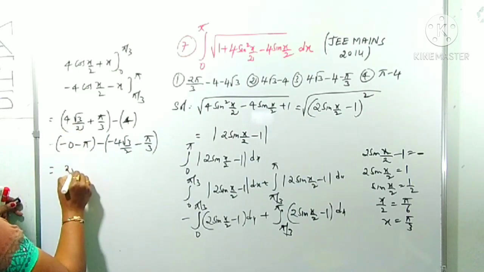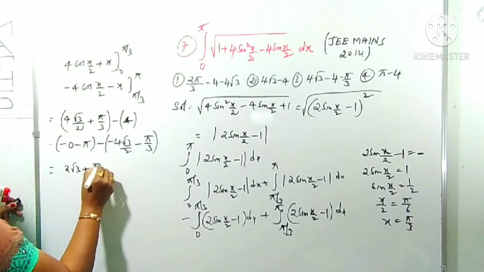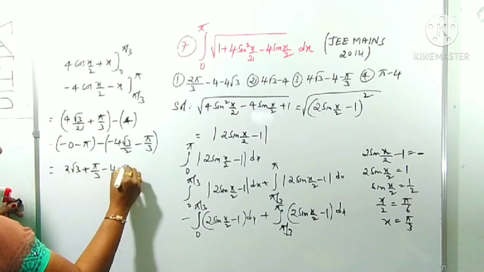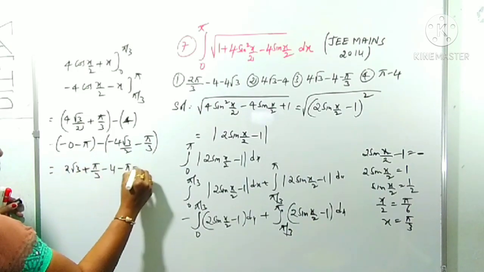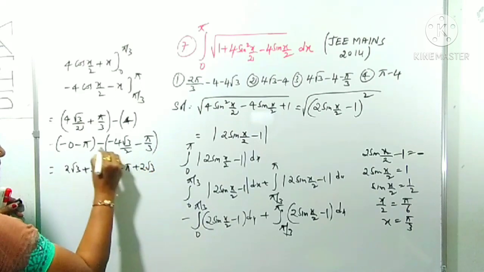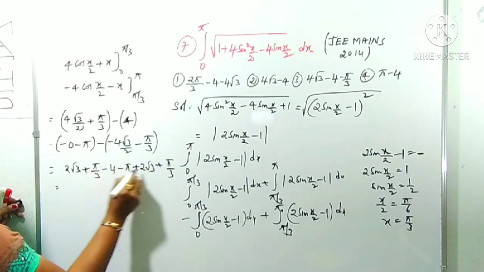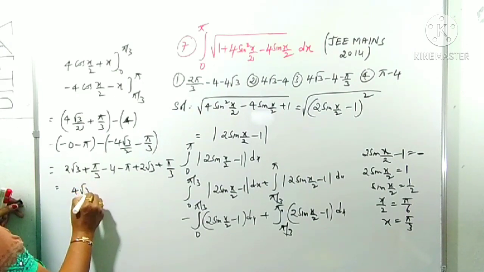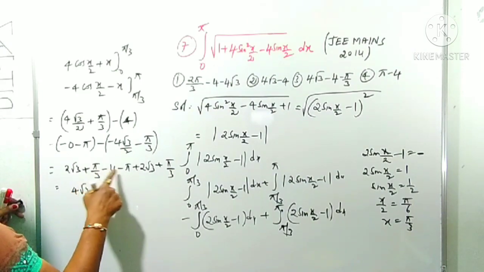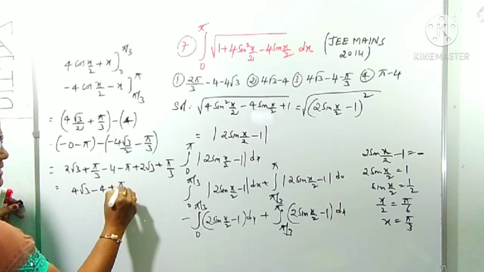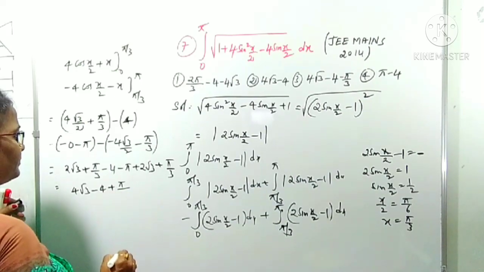2 to cancel, 2 root 3 with the minus plus pi by 3 minus 4. Here minus pi, or minus plus 2 root 3 with the plus pi by 3. Right? 2 root 3 plus 2 root 3 is 4 root 3 with minus 4. Pi by 3 plus pi by 3 is how much? Pi by 3 plus pi by 3 is 2 pi by 3.